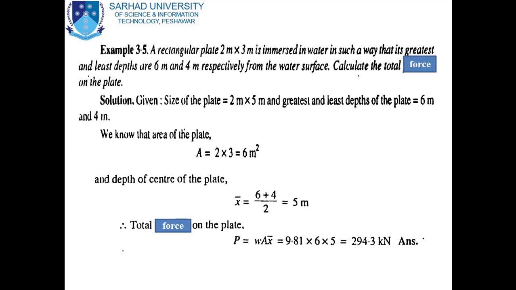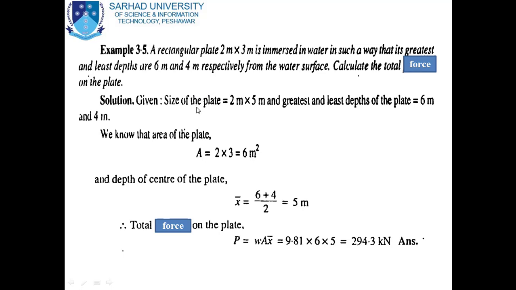Now we will solve an example on this. A rectangular plate 2 meter into 3 meter is immersed in a liquid in such a way that its greatest and least depths are 6 meter and 4 meter respectively from the water surface. Calculate the total force on the plate. We have a plate whose area is 2 meter multiplied by 3 meter, and it is immersed such that the greatest and least depths are 6 meter and 4 meter respectively from the water surface, and we have to calculate the total force on the plate.